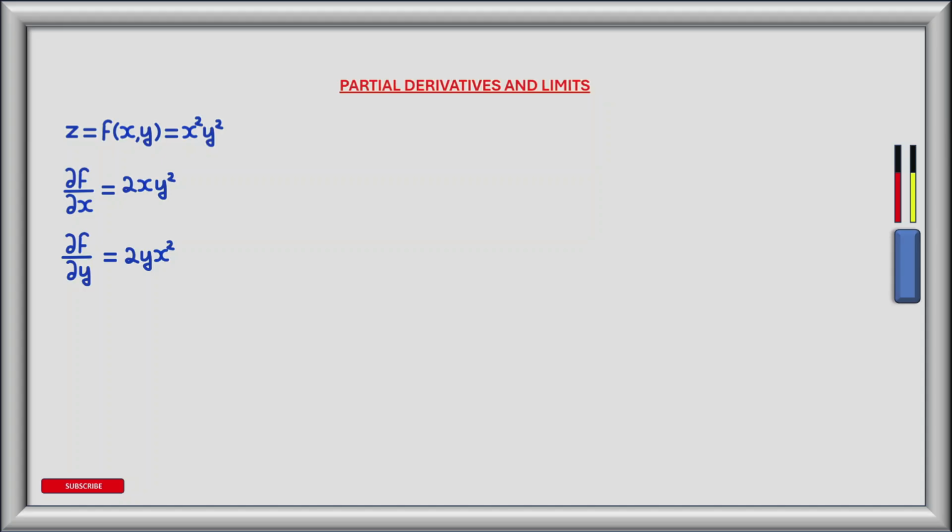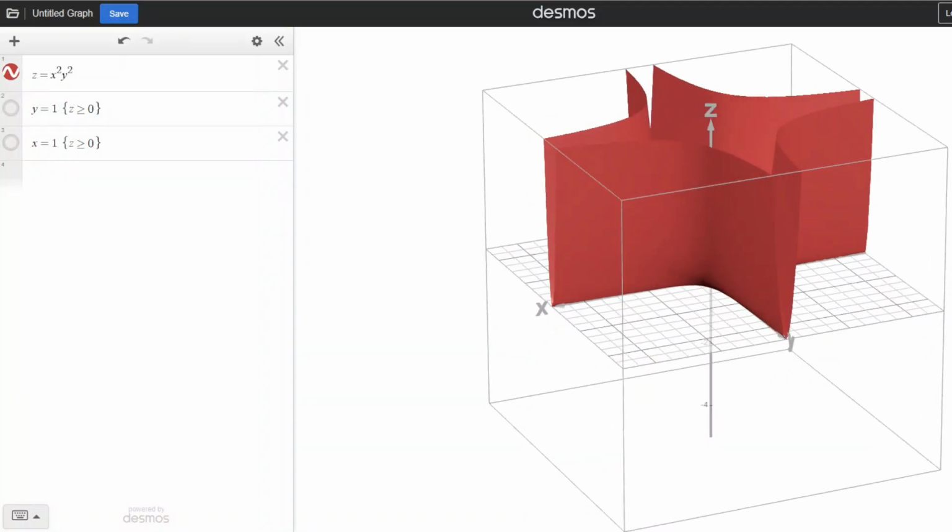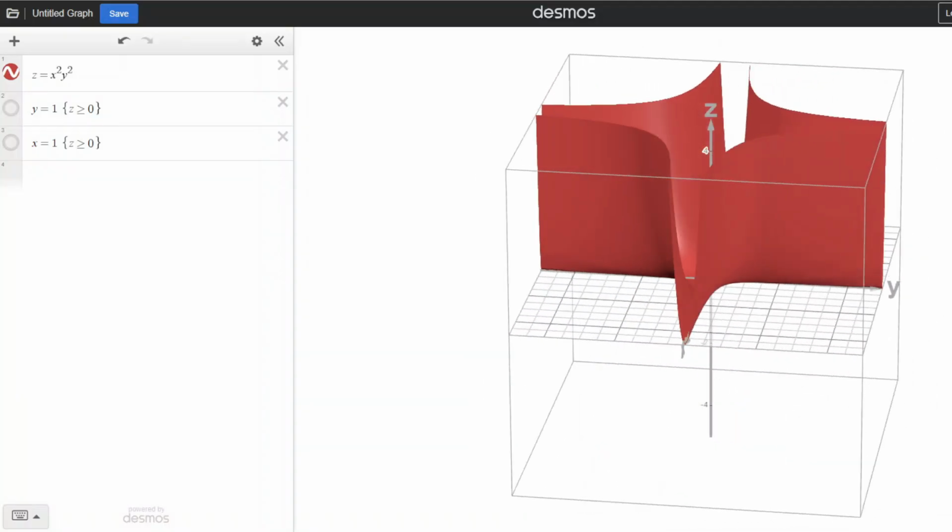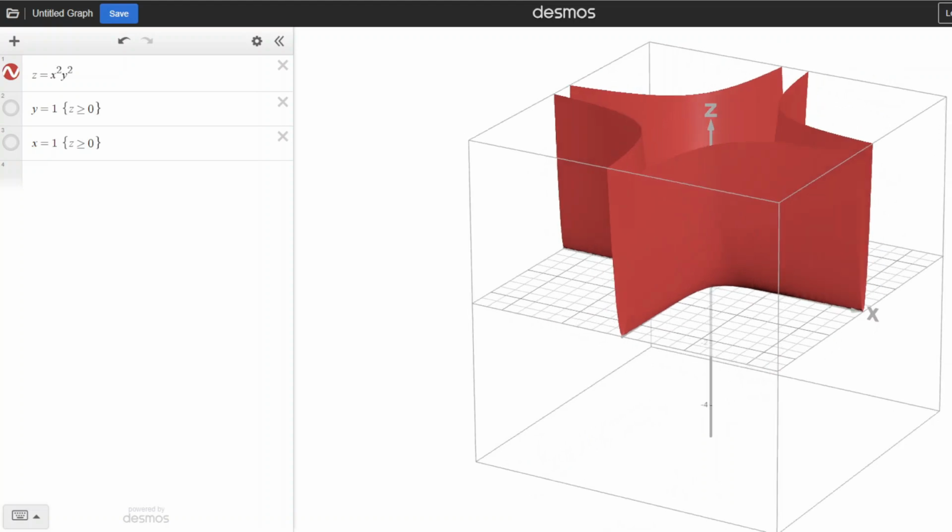Similarly, df/dy is the derivative of the function with the variable x held constant, so we only differentiate the y variable. If we go ahead and do this, we see df/dy is equal to 2y x squared, which represents the gradient of the tangent in the y direction for any fixed point x. Now let's take a look at this surface f of x, y when we plot it in 3 dimensions. So we have our function z equals x squared y squared, which is represented by the surface shown in red.